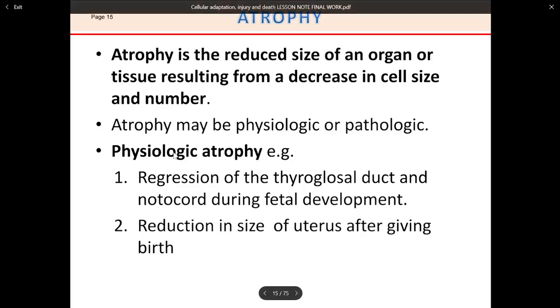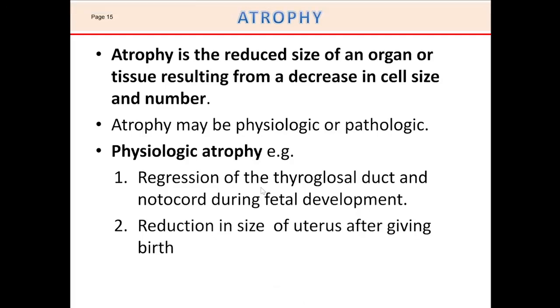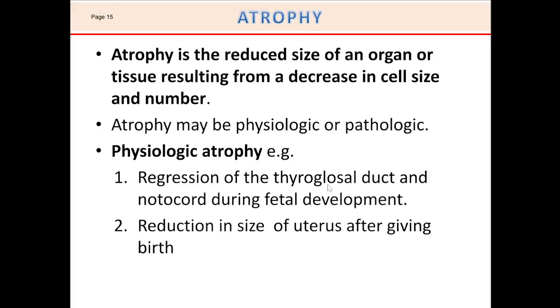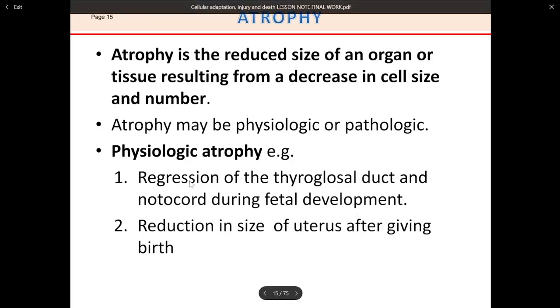Now, atrophy. Examples of physiologic atrophy include the regression of thyroglossal ducts and notochord during fetal development. During the embryonal development of the thyroid gland, a duct is formed, the thyroid duct. The regression of the thyroid duct and the notochord during fetal development is an example of atrophy.